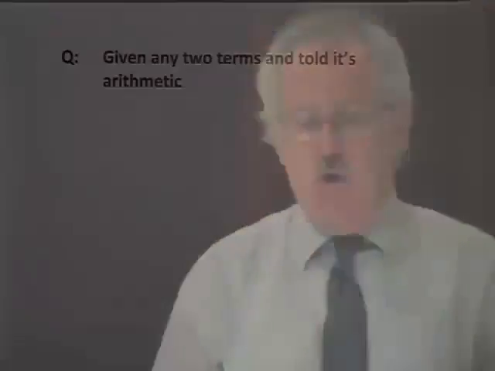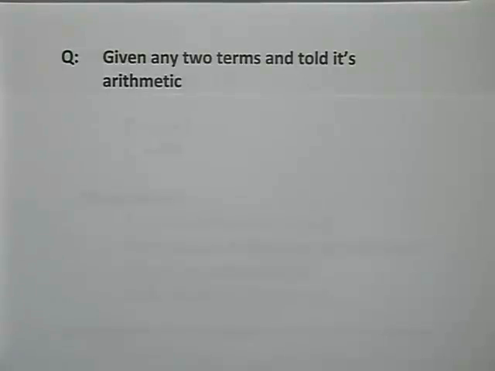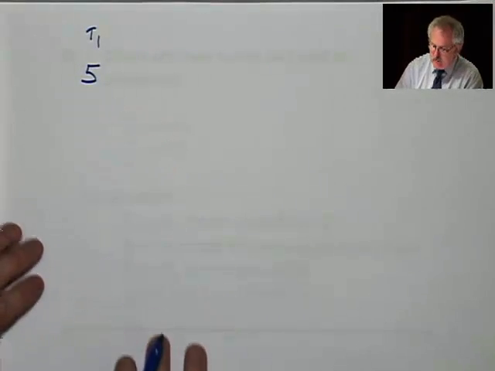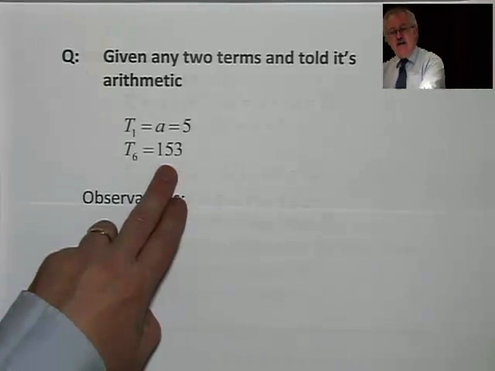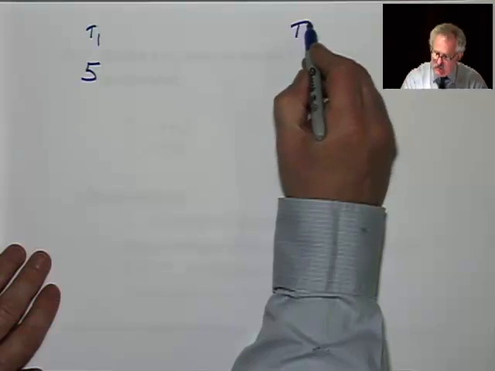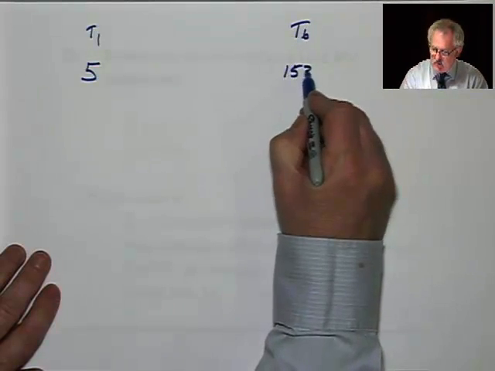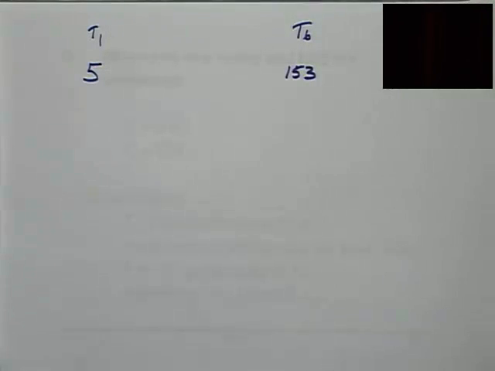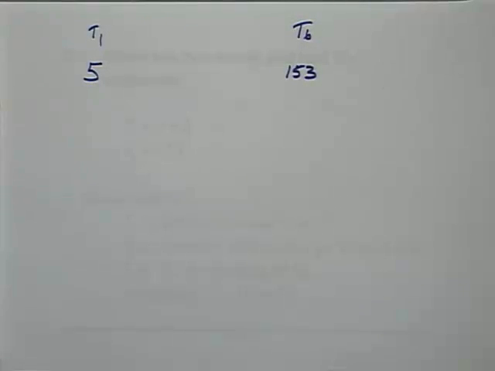Now, this is slightly more slick. They say they give you any two terms and told it's arithmetic. Here they're saying, we're going to give you T1, and we're going to say that's 5. And T6 is 153. How do you figure out now what the series is and the sequence is? Can you figure it out now?